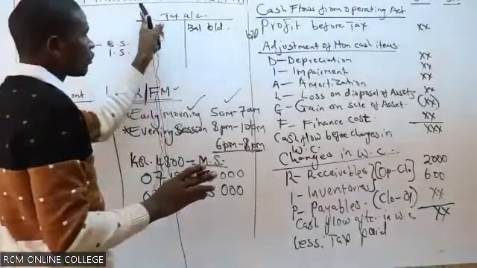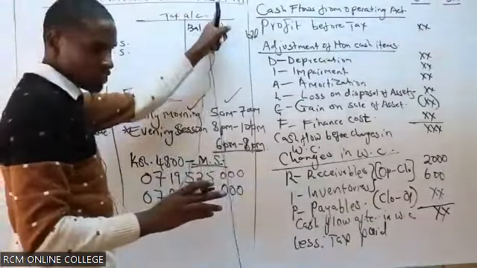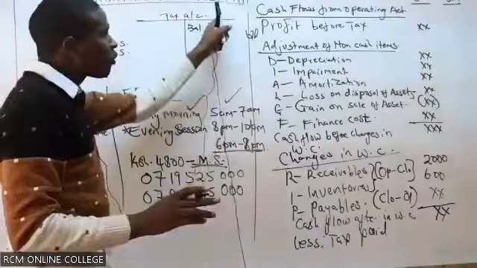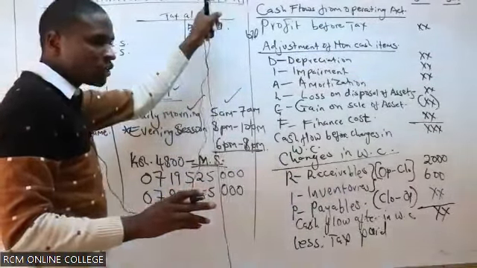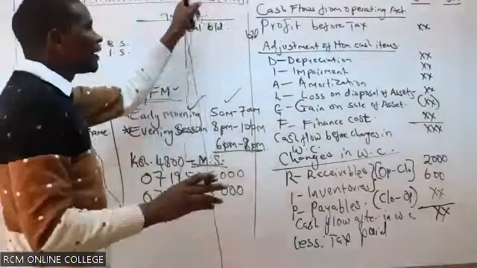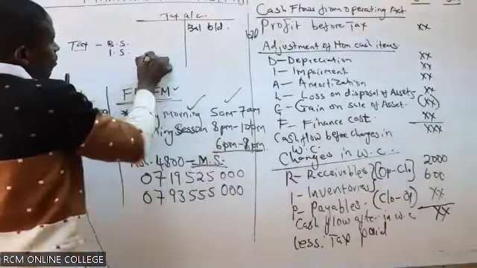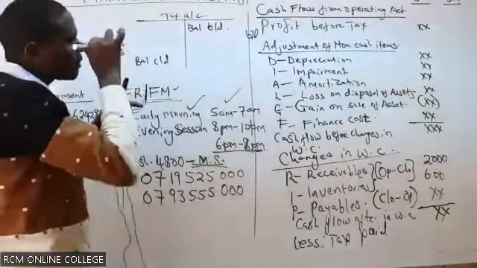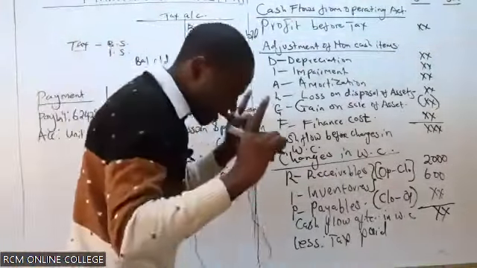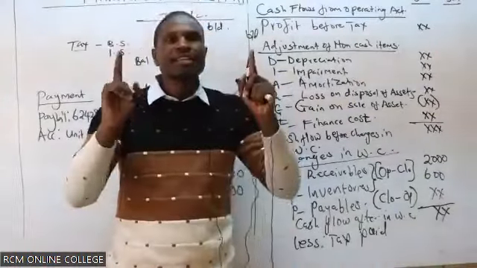Kama hapa nilikuwa na ya 2021 na 2020. So the balance brought down iko kwa 2020 tafadhali. Balance brought down iko kwa 2020. Then balance carried down iko kwa 2021, and then there is that tax paid. There's that tax in the income statement.